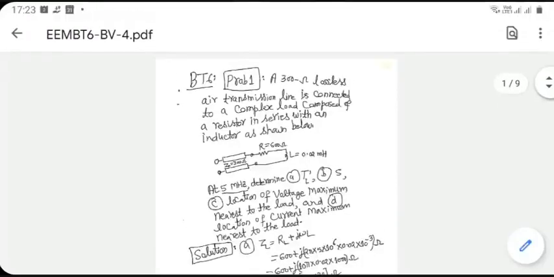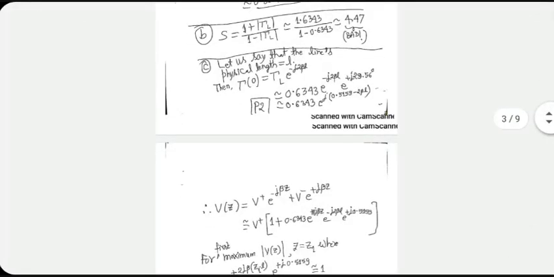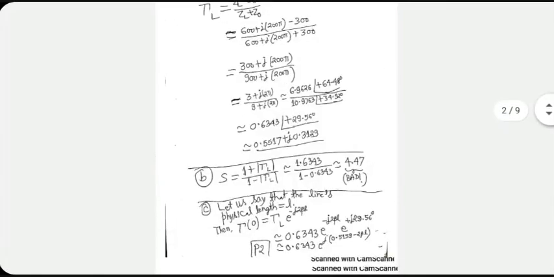Now the second part is SWR, which is 1 plus magnitude of tau L divided by 1 minus magnitude of tau L. So you simply take 1 plus 0.6343 divided by 1 minus 0.6343. The answer is 4.47. The best VSWR or the best SWR is 1. You can never go below that. The higher you are compared to 1, the worse the situation is. That means more and more reflections are happening.